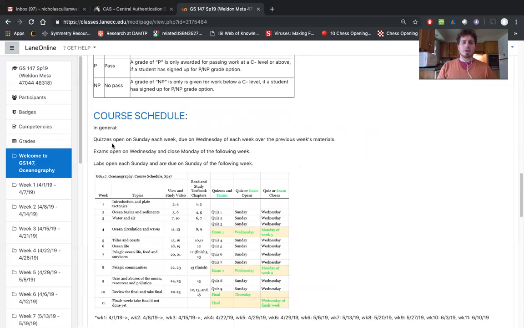Quizzes open on Sunday and are due on Wednesdays, while the exams open on Wednesday and close Monday of the following week. Labs open on Sunday, and they're due a whole week later, the following Sunday. Again, submitted on Moodle at some point before midnight on Sunday.